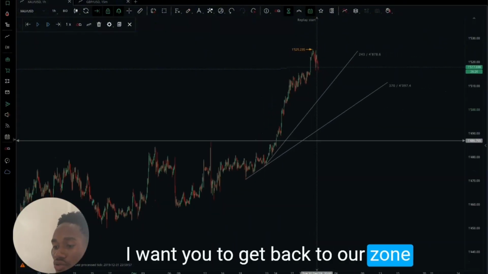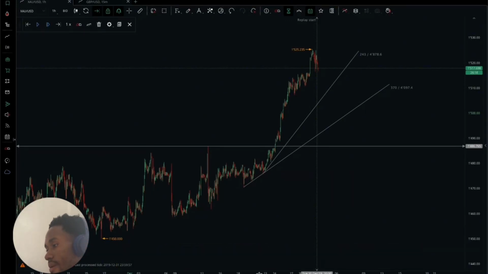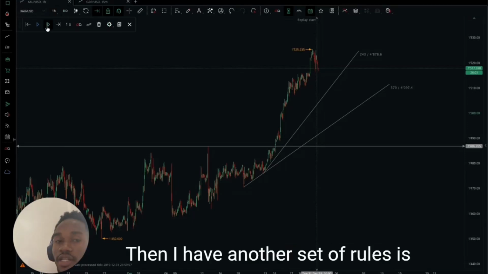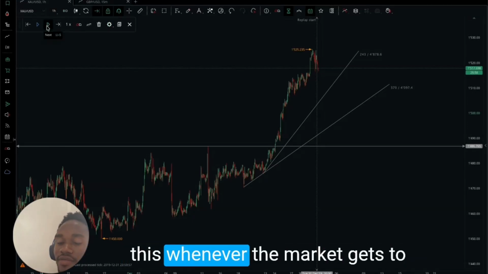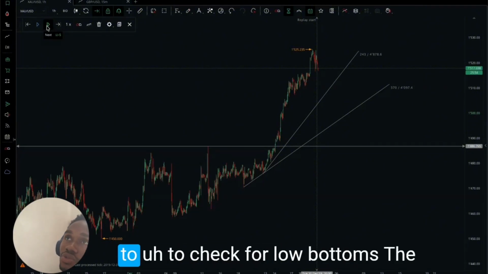I want it to get back to our zone, this 1 hour trend line or this 4 hour trend. So let's go. Alright, so then I have another set of rules. Whenever the market gets to my trend line, that's only when I'm allowed to go to the lower time frame to check for the bottoms.